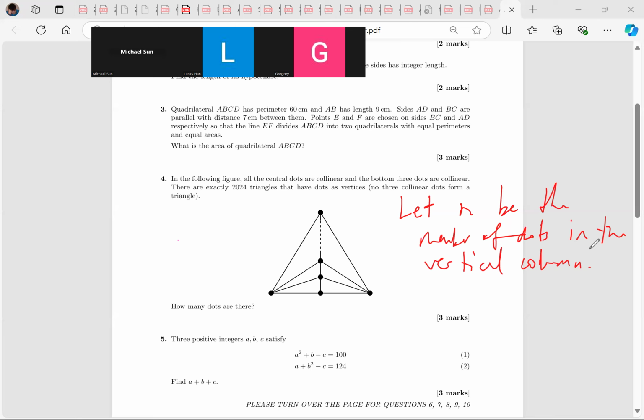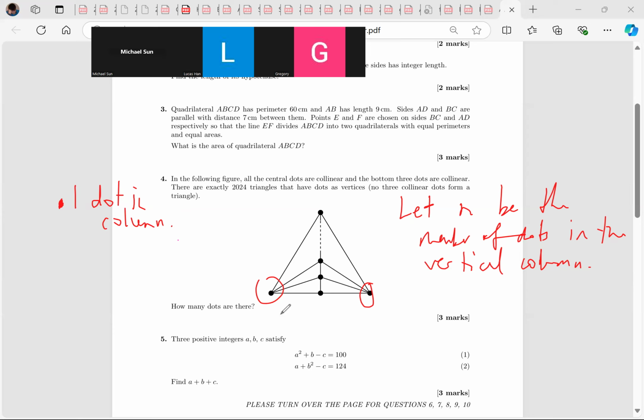If you want to pick just one dot from the vertical column, that means you have to pick these two dots, right? So triangles with one dot in the vertical column need the side dots. But if you use the side dots, you can't use all the vertical dots. You can't use the bottom one, yeah.